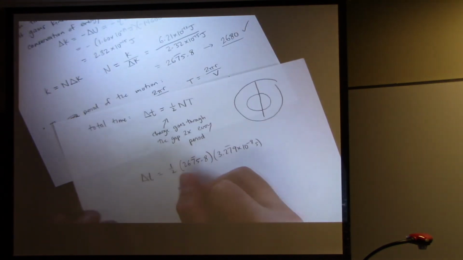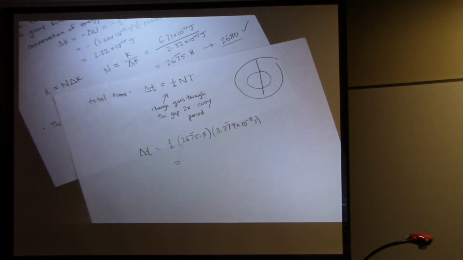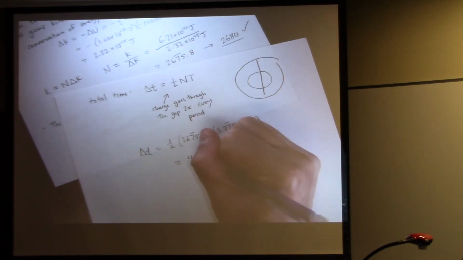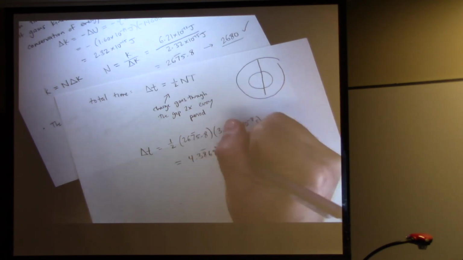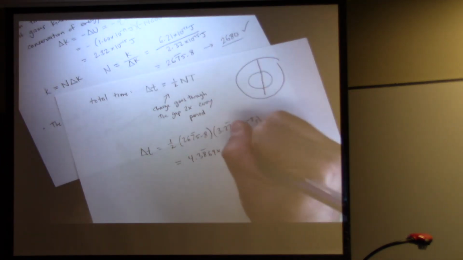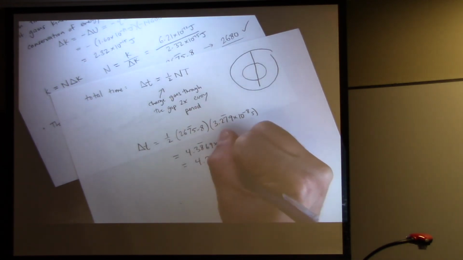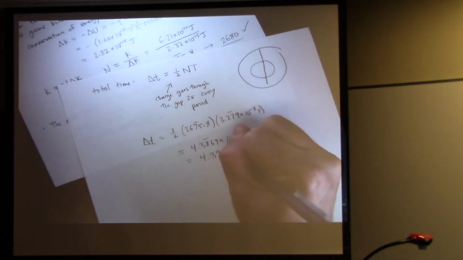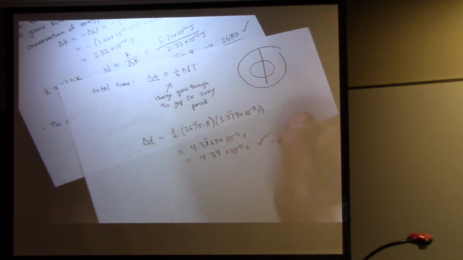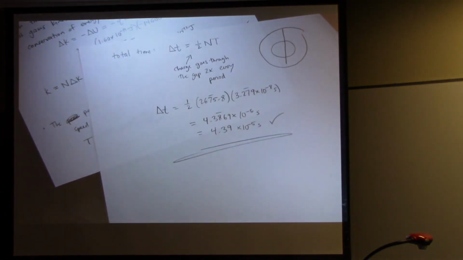So the total time is 4.3869. Keep 3 sig figs, times 10 to the minus 5 seconds, or round that to 4.39 times 10 to the minus 5 seconds. So that is how long it takes to get to the outer loop of the cyclotron to that final speed. So it's still a tiny fraction of a second, but that's the answer.